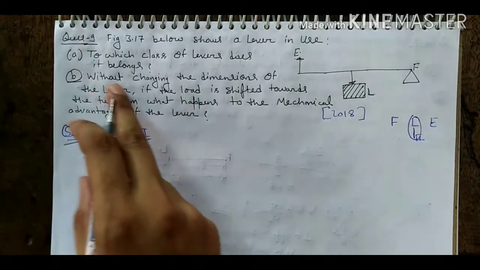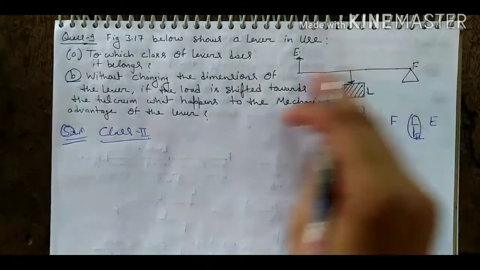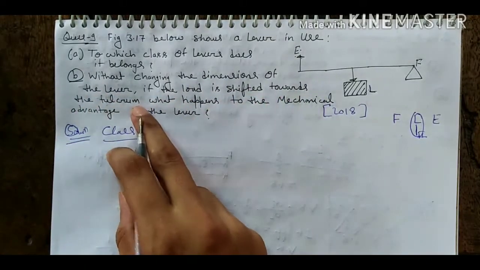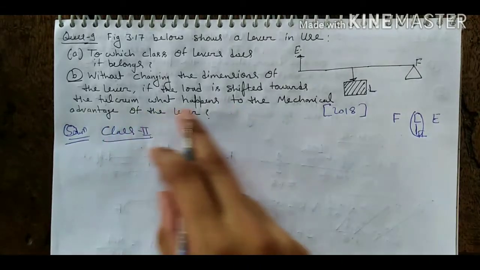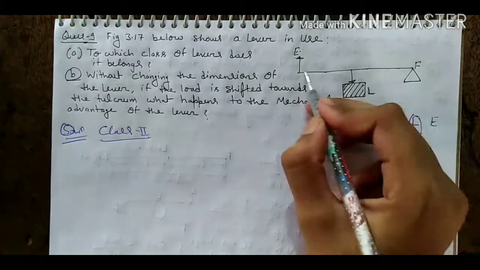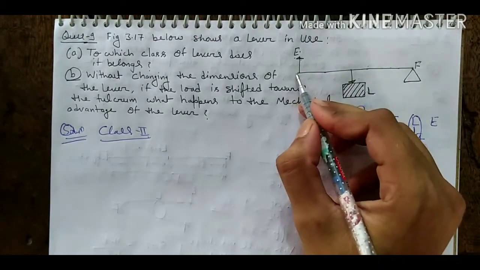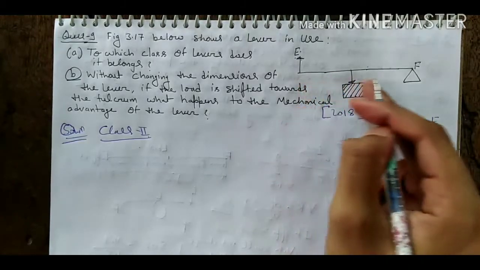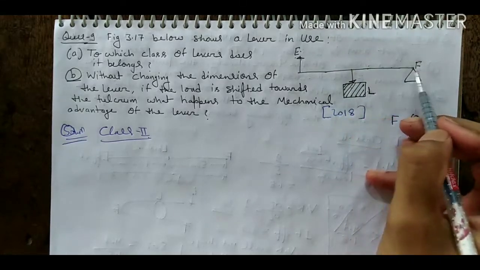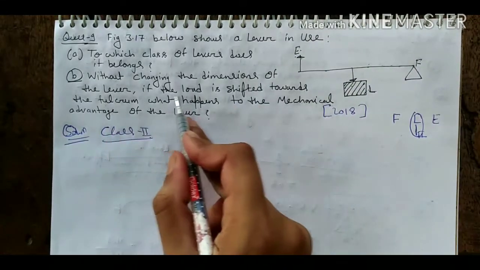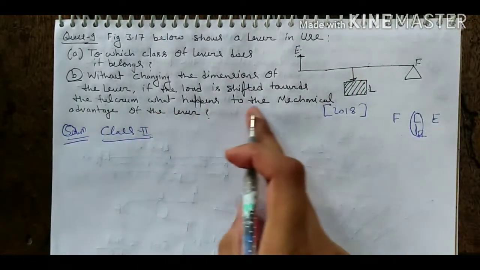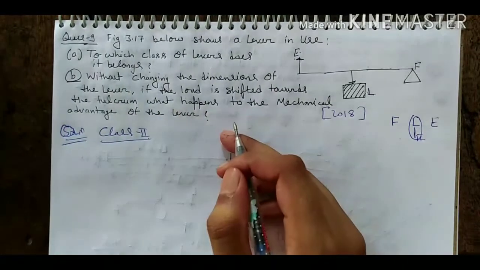And the second question: without changing the dimension of the lever, if the load is shifted towards the fulcrum, what happens to the mechanical advantage of the lever? It means if we do not change the dimension, say the whole lever is 1 meter in length, and it stays 1 meter, and we shift the load towards the fulcrum side, what will happen to the mechanical advantage?